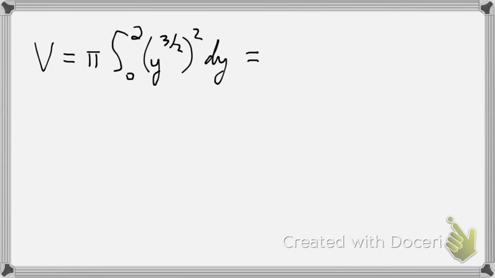So we wind up with pi, integral from 0 to 2, y cubed dy, because the square root and the square will cancel out, right? The half power and the 2 power. And luckily enough, this is fairly easy to integrate.